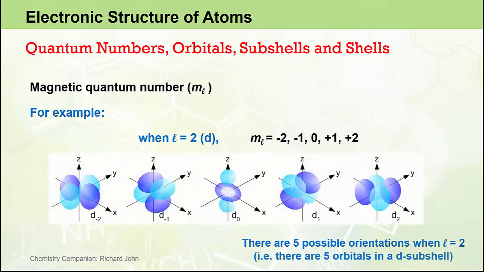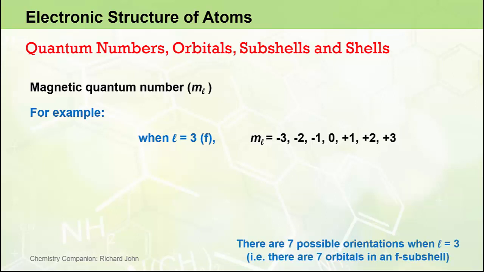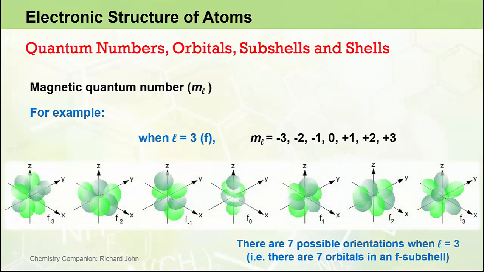It also means there are 5 orbitals in any d subshell. And then finally, when L equals 3, and we won't have to go any further than that, we are talking about an F subshell, and the allowed values for ML go from -3 up to +3, including 0, which leaves us with 7 possible orientations, meaning that 7 orbitals exist grouped together in an F subshell. And here are the quite complex shapes and orientations of the 7 orbitals within F subshells.